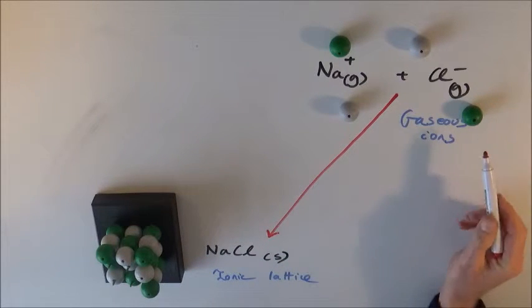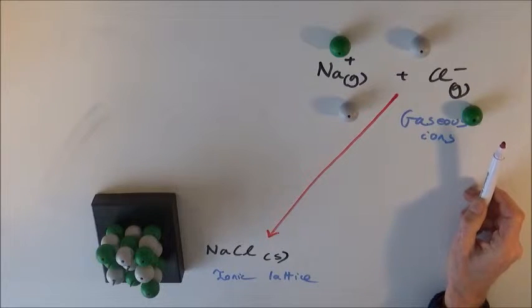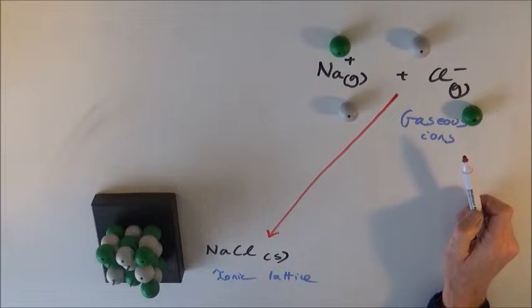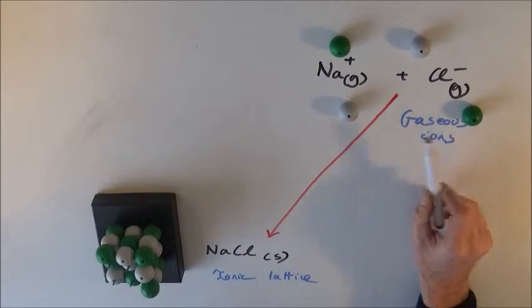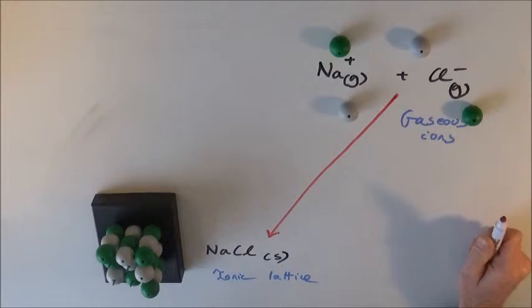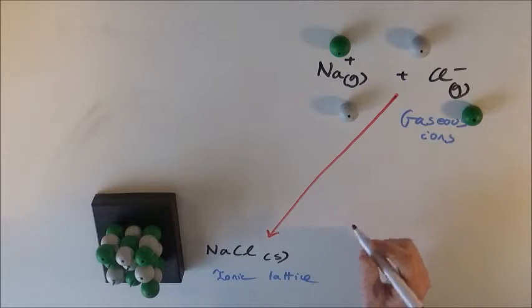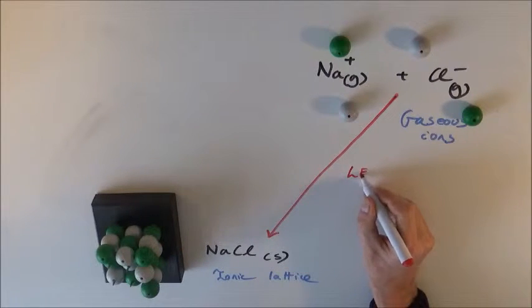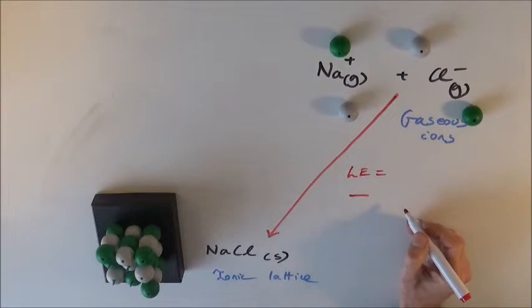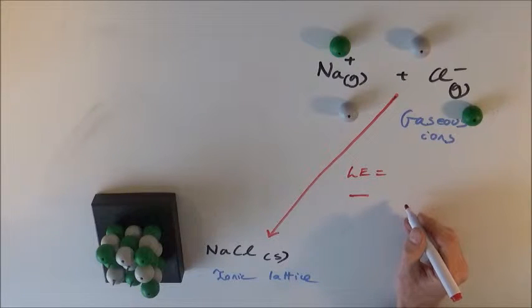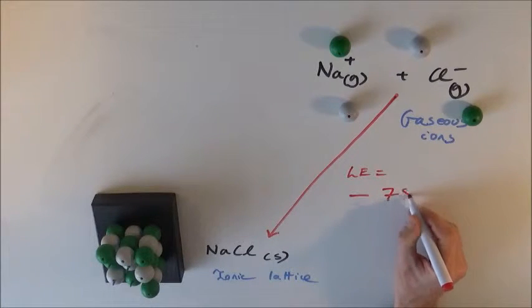So of course I repeat this because it's important you remember this and understand it, so I'll say it in different ways each time. When the ions are in the gas state, they're considered not to be attracting each other, they're not interacting. As they come together, energy is released, so the lattice enthalpy is going to be minus, and the value I'm going to put here is minus 788.